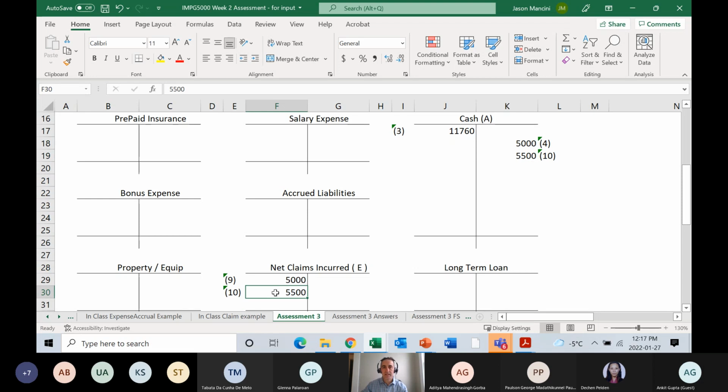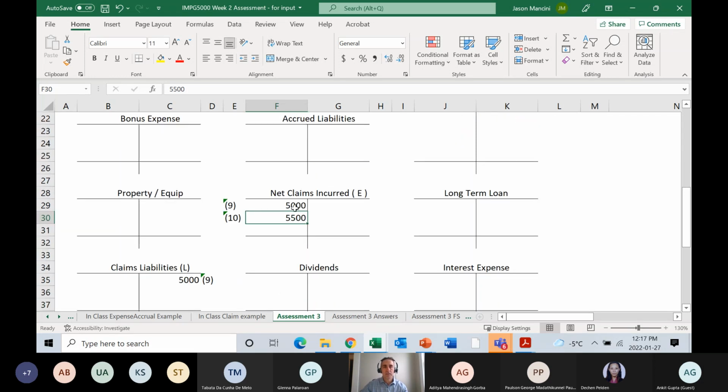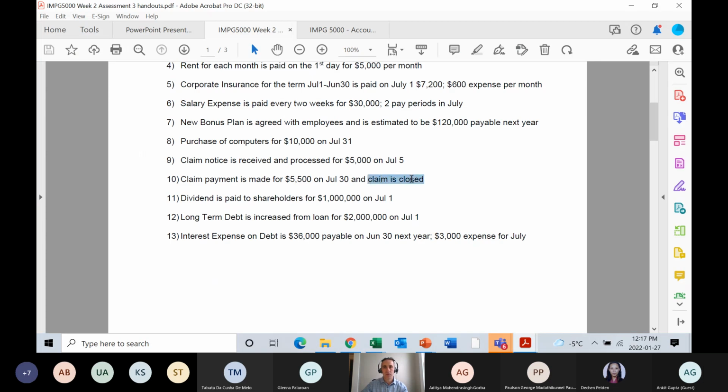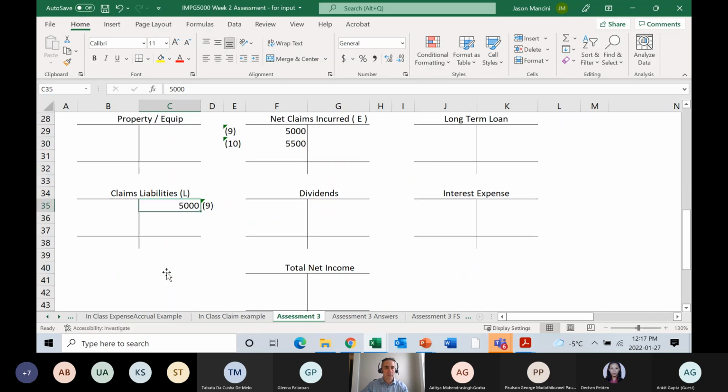And the last bit of number 10 says we closed the claim reserve, right? We reduced the claim liability to 0. So we originally had a claim liability of 5,000. Now we're saying we settled the claim and we closed it. So that means we don't want there to be any more liability, because we think that we're going to be paying zero more dollars going forward. Claim is closed. So we have to reduce the amount of claim liability that we have. We had 5,000, so we're going to reduce it by 5,000.